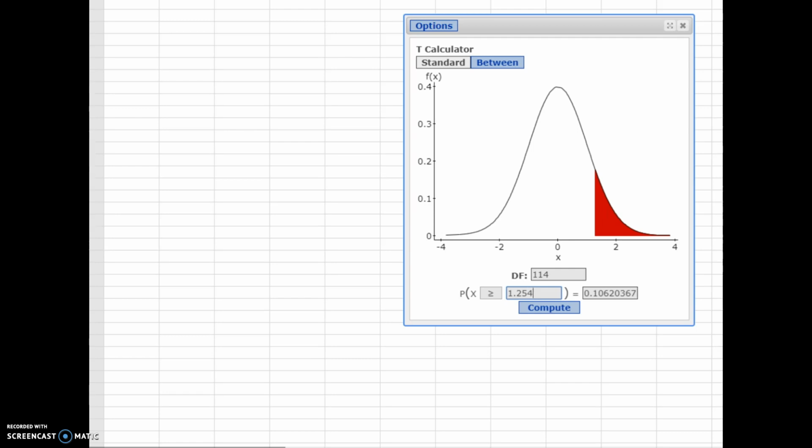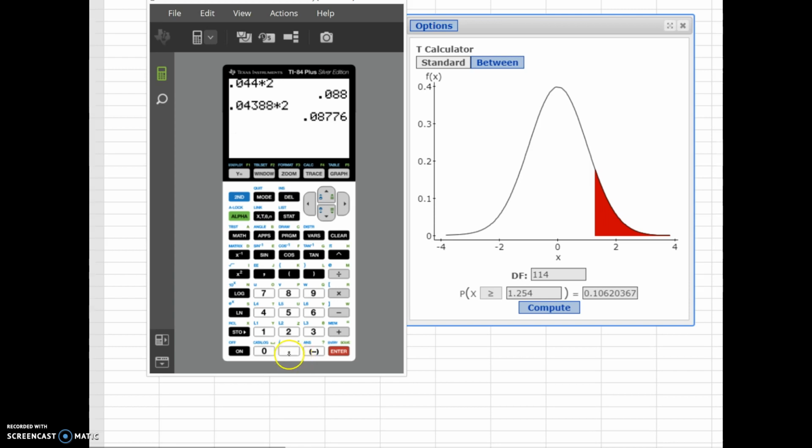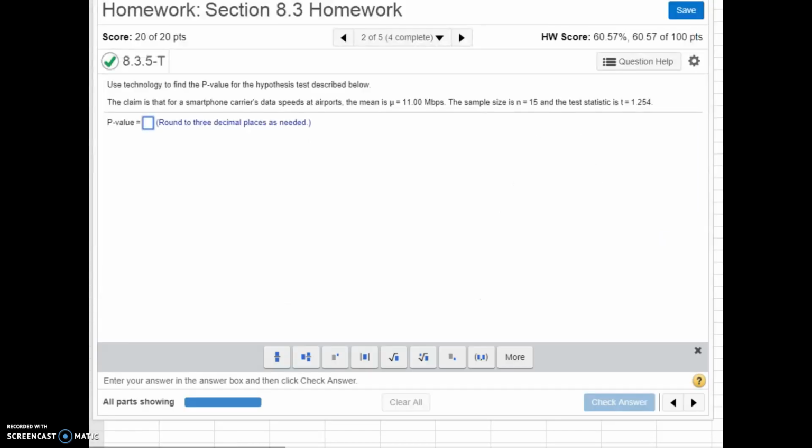Now, if I was right-tailed, that would be my p-value. But remember, I'm two-tailed because it was not equal, so I need to double this number. So I need to double 0.1062 times 2. So that's going to be 0.2124. And I just want 3 decimal places, so 0.212.